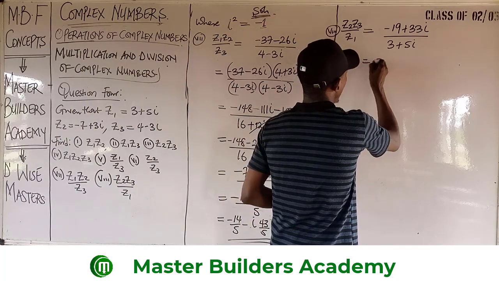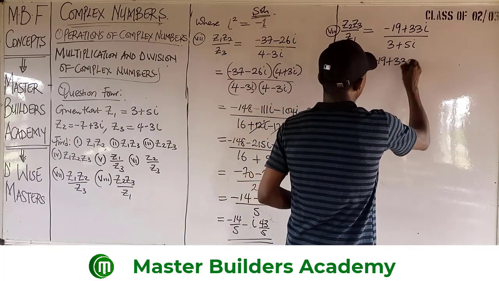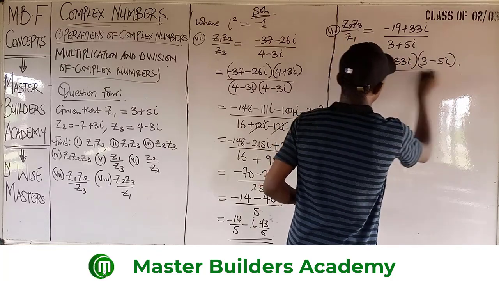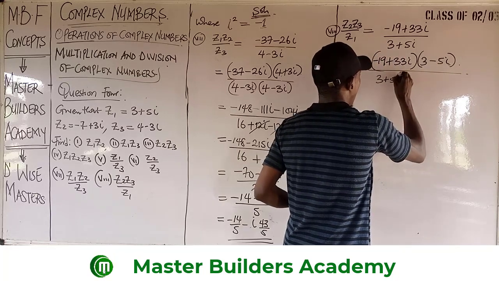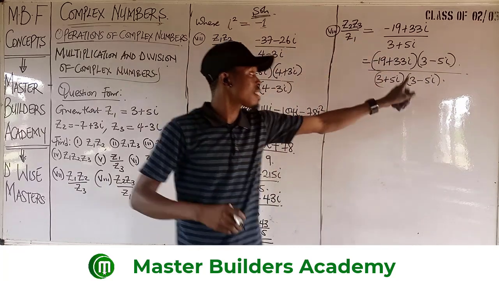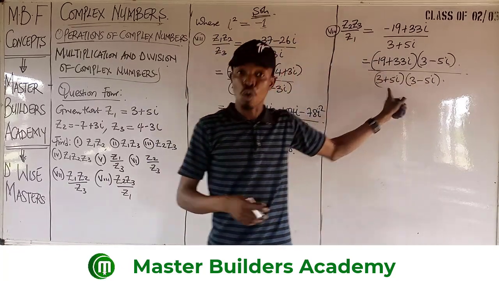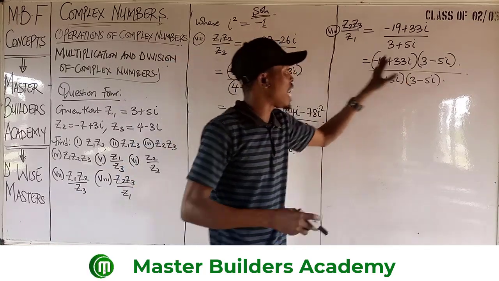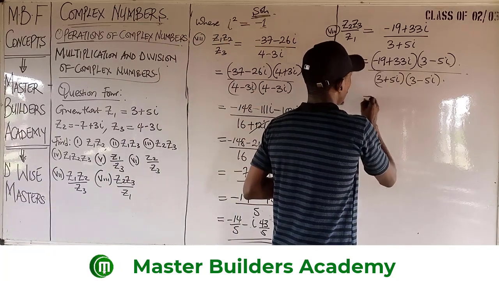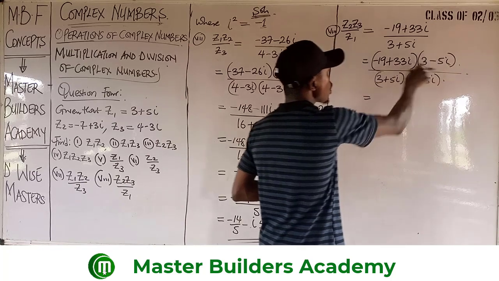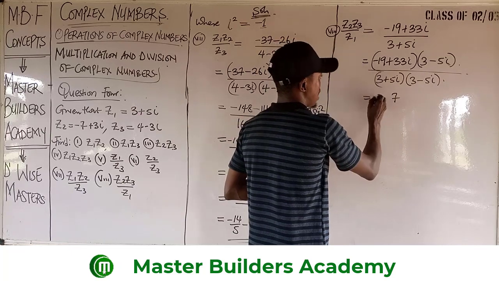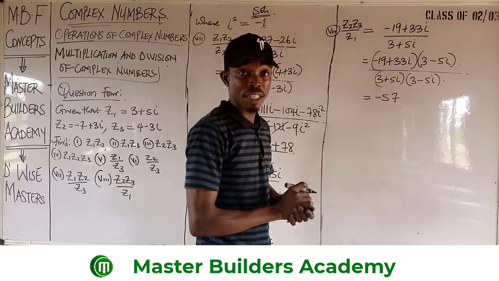So we simply multiply the numerator, minus 19 plus 33i, multiplied by 3 minus 5i, all over 3 plus 5i multiplied by 3 minus 5i. Remember that these last brackets are the conjugate of this original denominator. All we need to do is a regular expansion. We multiply 19 by 3. So 3 times 9 is 27, carry 2, 3 times 1 is 3, that's minus 57. We have gotten the result for that.